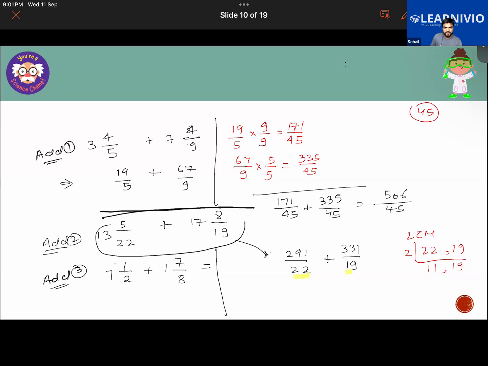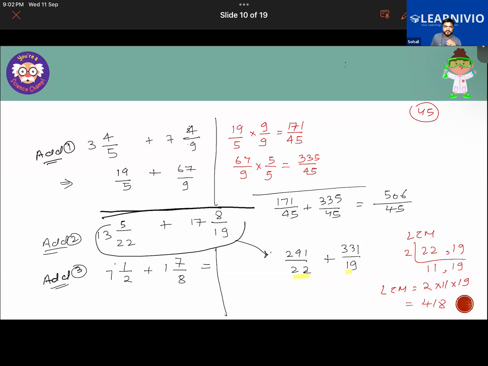Getting it, guys? 11 and 19, both of them are prime numbers now, right? So we are going to stop, and the LCM will be simply the product of these numbers, as simple as that. 2 times 11 times 19. So it will be simply 2 times 11, that is 22, multiplied with 19, and as a result you get the number 418. So that is the LCM. Are you guys getting it? This is how simple it was.